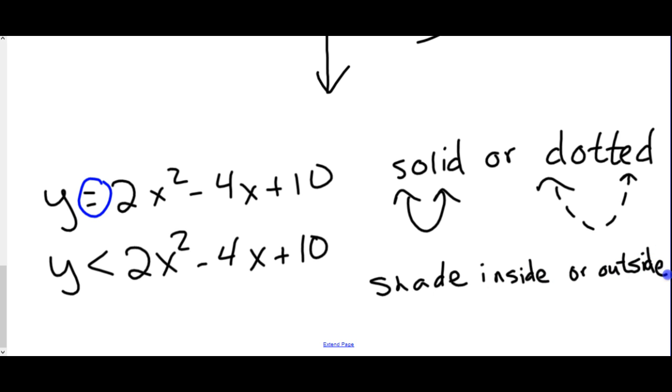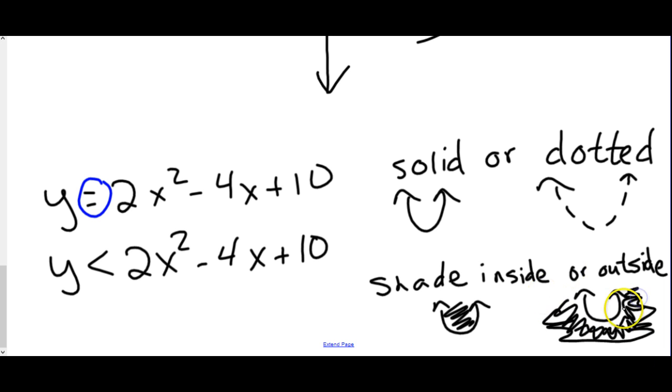If you shade inside, it would be kind of in the middle of the parabola. If you shade outside, it would be like this. And you try and fill up the whole outside area. So the way we know which one, and we actually have to choose, we're either going to be solid or dotted and shade inside or outside.